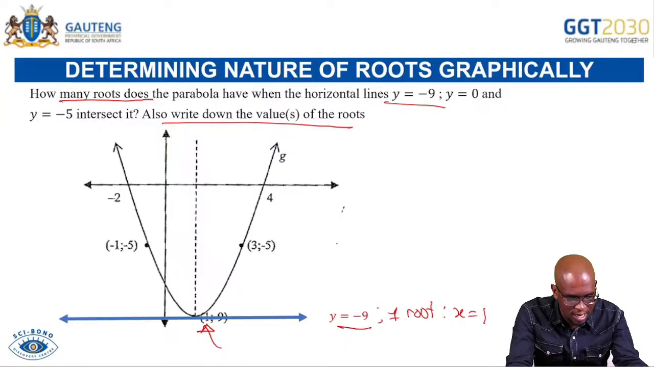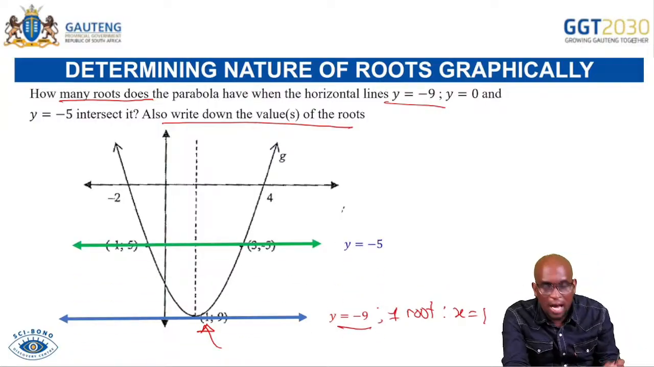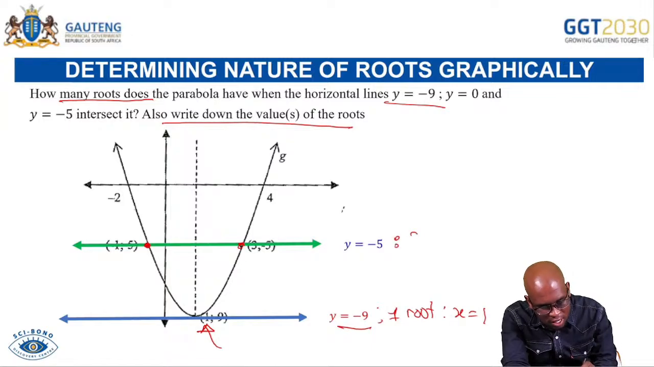Let's look at another line. Let's look at this line, the line y equals -5. It cuts here and cuts there. So how many roots do we have here?